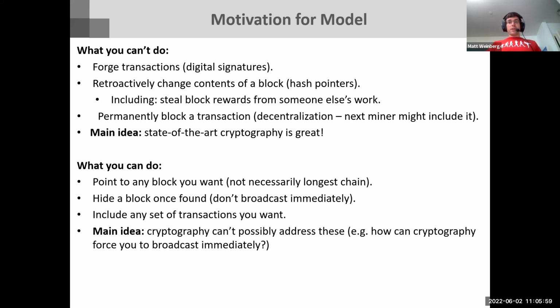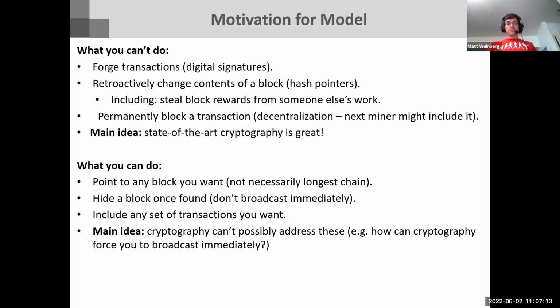Now, there are things you can do, right? The Bitcoin protocol says when you create a block, please add a pointer from your block to the existing longest chain. Another thing the protocol asks you to do is when you create a block, please broadcast it to the entire network right away. And another thing it says is, please include as many transactions as possible, subject to whatever block size limit there is, and please prioritize transactions that have paid higher fees. Now, these are actual decisions that when you create a block, you can choose to follow that protocol or you can choose to do something else.